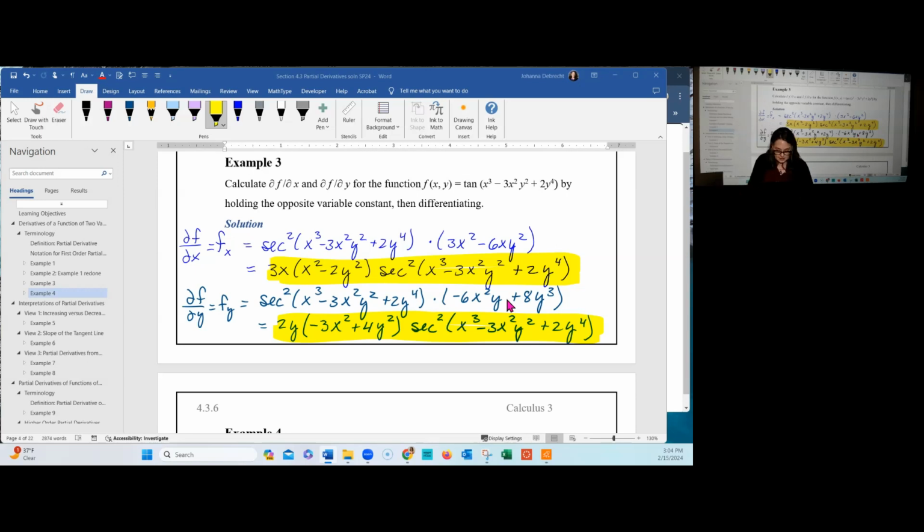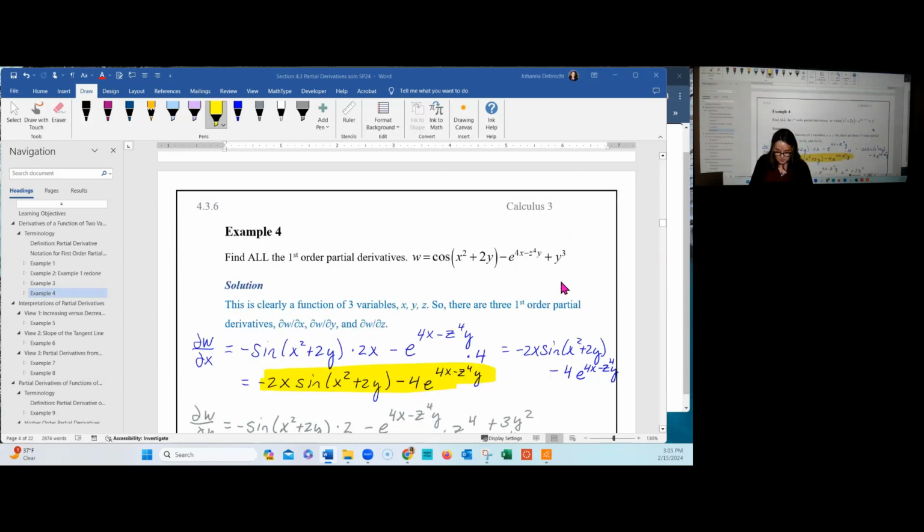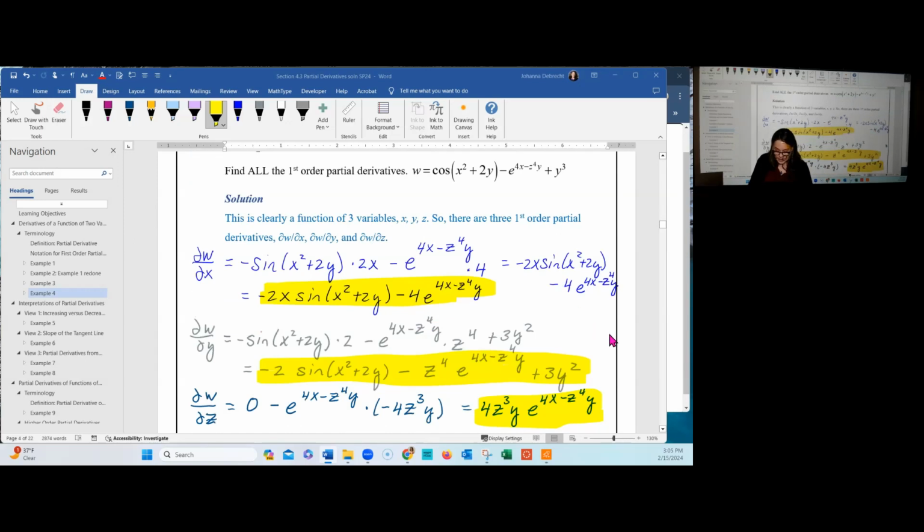Let's now take a look at example 4. In example 4, we have a function of 3 independent variables, x, y, and z. W is equal to the cosine of the argument x squared plus 2y, minus the exponential e raised to the 4x minus z to the 4th y power. And then we have a plus y cubed term at the end.